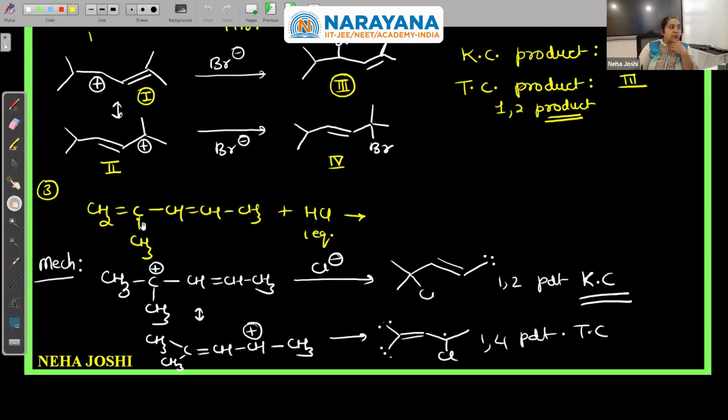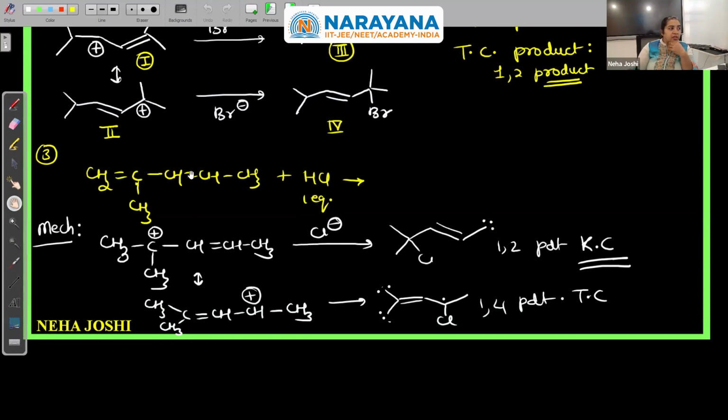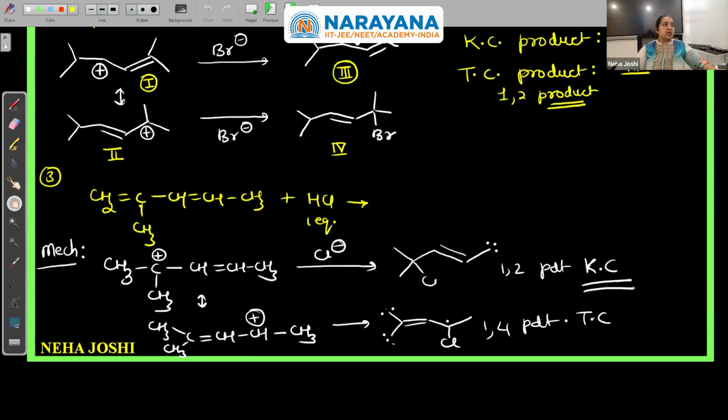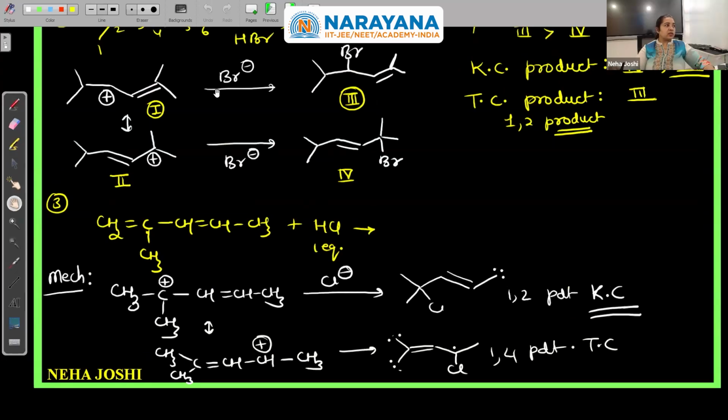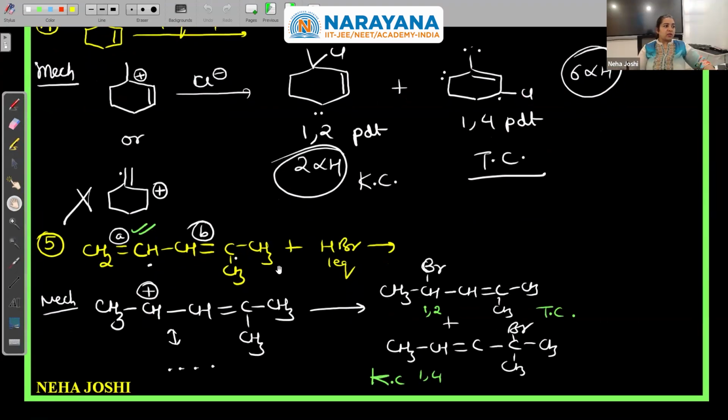Now come to this. Again, I'll take the same thing. I'll take the H plus addition. This is a carbocation, so this is definitely more stable. And I form a product, an alkene, with 3 alpha-H. If I take a resonance, I have this carbocation, which is less stable, but my alkene is more stable. So again, my 1,4 product is the TC product. That is how you will take it. Same thing you will practice here. Same logic. Form a carbocation and compare.